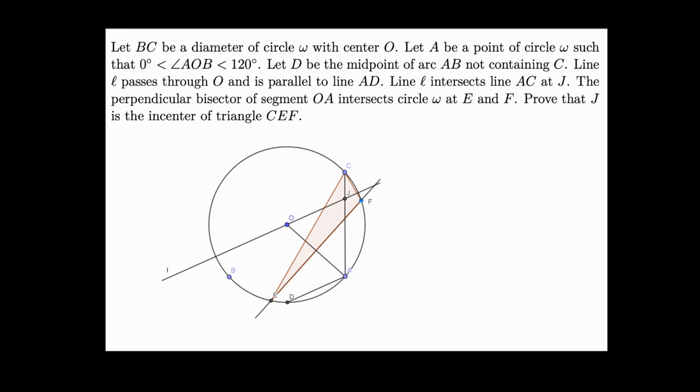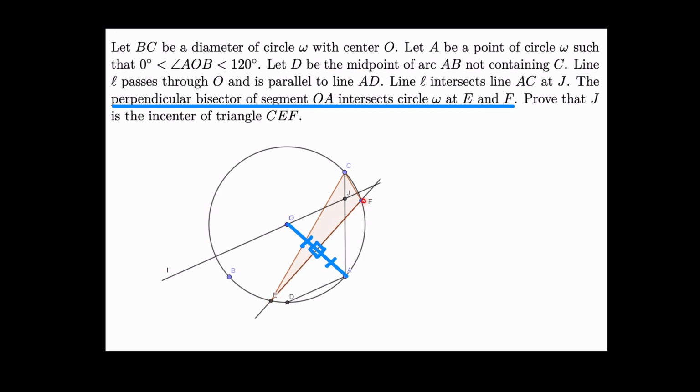So let's see, what do we know? We know that EF is a chord, and it has been given in the problem that the perpendicular bisector of OA intersects omega at E and F. So what this means is that EF is the perpendicular bisector of OA. You have this and this length equal, and this is perpendicular. That's what it means to say EF is the perpendicular bisector of OA.